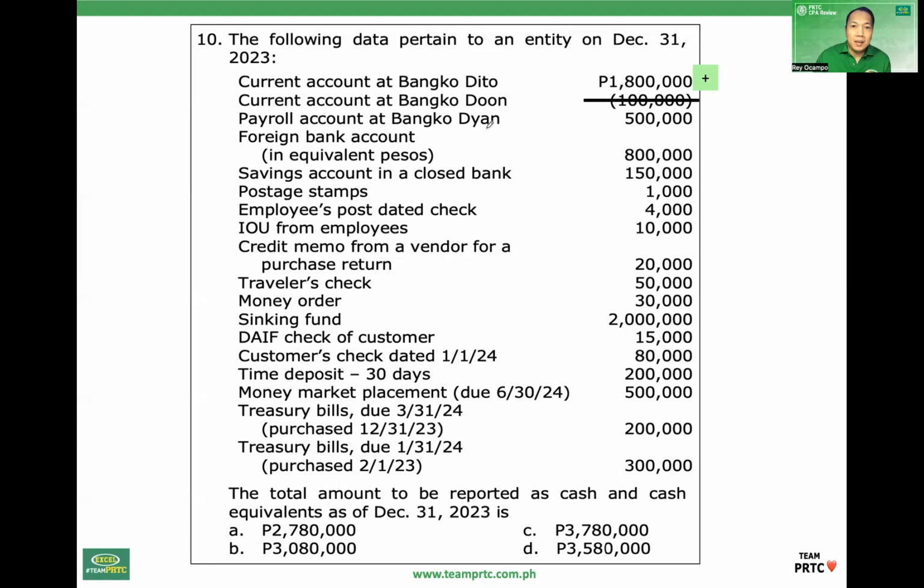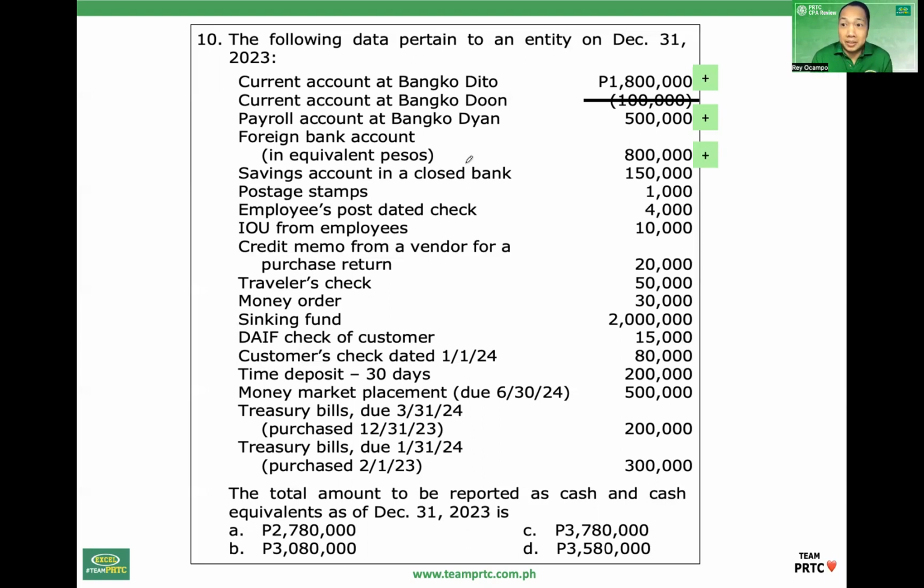Next, payroll account at the bank. Technically, this is restricted for payment of payroll. But since payroll, the salaries, is a current obligation, include. That cash is for payment of current obligations. Foreign bank account. Already in equivalent pesos. The assumption is silent, unrestricted as to withdrawal. Include.